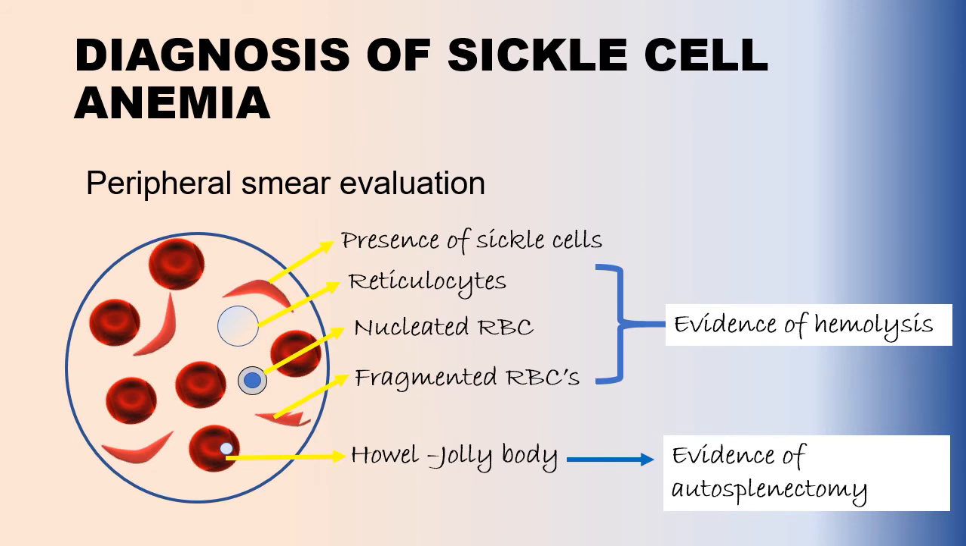Now, how do we diagnose this disease? Diagnosis of sickle cell disease is mainly by peripheral smear evaluation that gives us clues by the presence of sickle cells in peripheral blood, presence of reticulocytes, nucleated red blood cells, as well as fragmented cells, which are all evidence of an associated hemolytic process. Presence of Howell-Jolly bodies is evidence of autosplenectomy in these individuals.